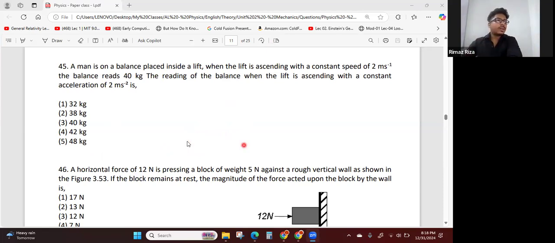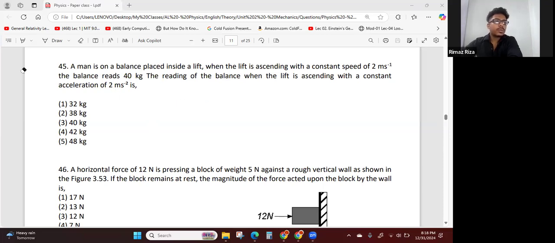Okay, so here a man is on a balance placed inside a lift when the lift is ascending with constant speed. So it is moving with constant speed, therefore forces are balanced. The normal reaction force is equal to weight, R equals mg, and therefore the mass of the man is 40 kilogram. 40 kilogram is the mass of the man.